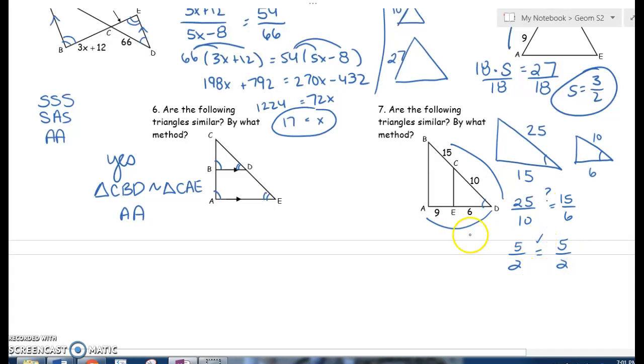So since they are the same, that means the sides are proportional, and we've got the included angle. So are they similar? Yes. We would write triangle BDA, the big triangle, is similar to triangle CDE, and that would be by side angle side.